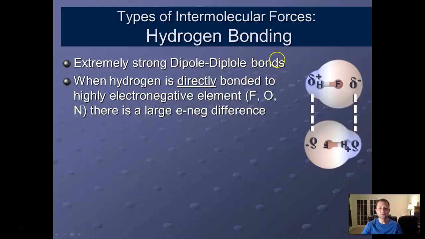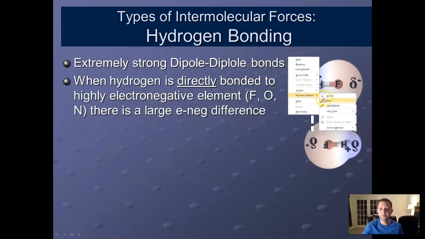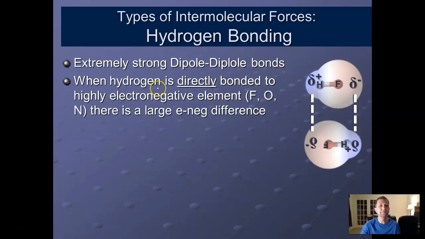A couple rules for hydrogen bonding. We went over these in Chem 1, so just a reiteration of all that. A hydrogen bond is simply a strong dipole-dipole when hydrogen is directly bonded to F, O, or N, remember those are our top 3 electronegative elements, NO and F, NOF or FON, however you want to remember it.